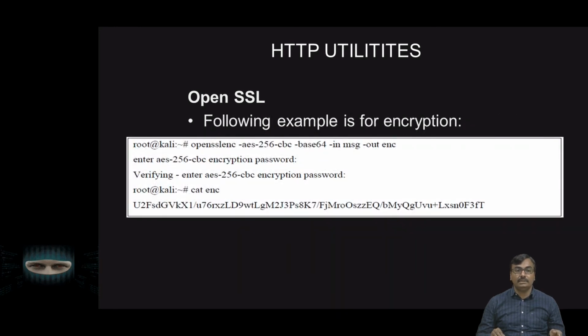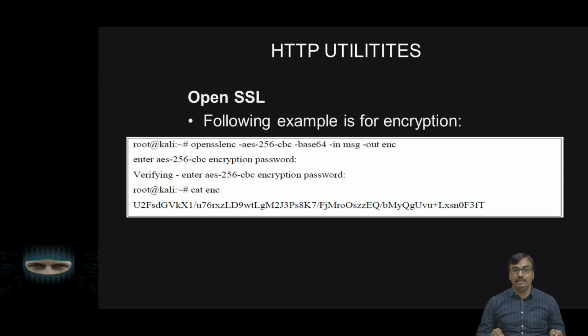So here you can see an example for OpenSSL, which is pre-installed in Kali Linux. Inside the terminal we have to enter openssl enc for the encryption. There are several standards. Among these we are using the AES-256-CBC standard with base64, and the in parameter is nothing but our input msg, and the out parameter is used for the encrypted output. By entering this command, it will ask for the encryption password, so we have to provide some password. It also verifies, so we re-enter the password.